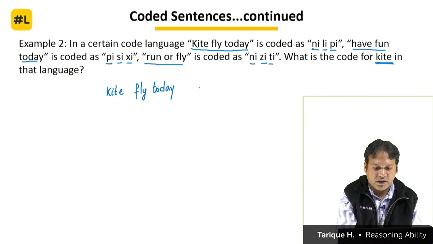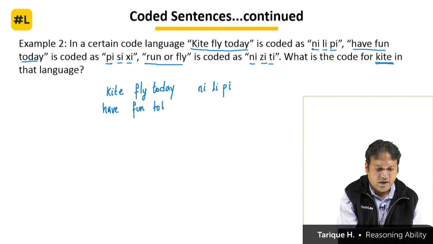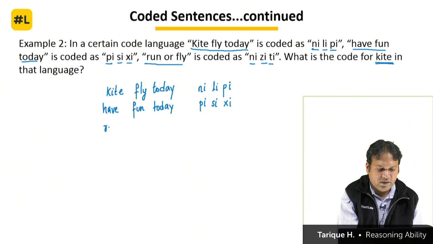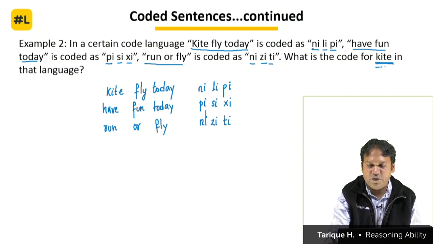And look at the code for this. NI LI PI. Have fun today is coded as PI, SI and XI. Run or fly is coded as NI, ZI and TI. So again we are looking for the code for kite.